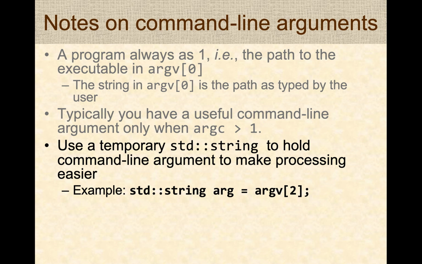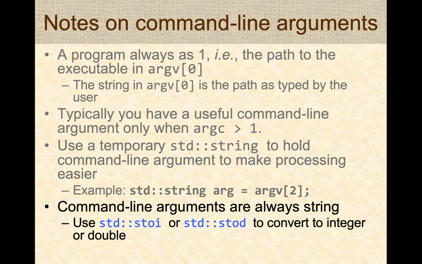In order to process these command line arguments, it might be easier to make a copy of them in a C++ string and then use the C++ string for further processing. Also remember that all the command line arguments are always strings, so if you need to do some numeric operations on them, use the string to integer or string to double conversions to convert the strings to integers or doubles to do arithmetic operations on them.